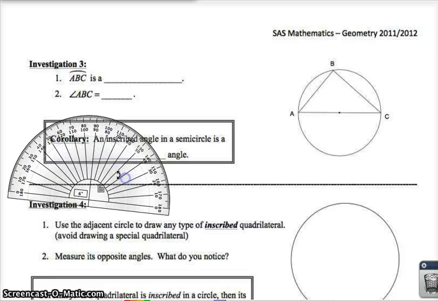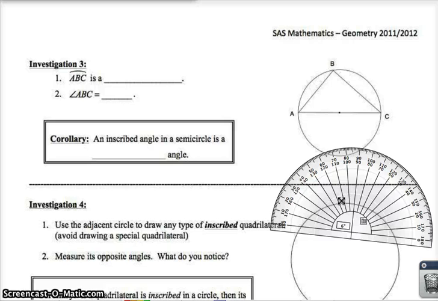So here we have arc ABC. Well, what do you notice about this arc? Well, here I can see that AC is a specific type of chord that goes through the center of the circle. And a specific type of chord that goes through the center of a circle is called a diameter. So AC is a diameter. And if AC is a diameter, that means that arc ABC is a semicircle.